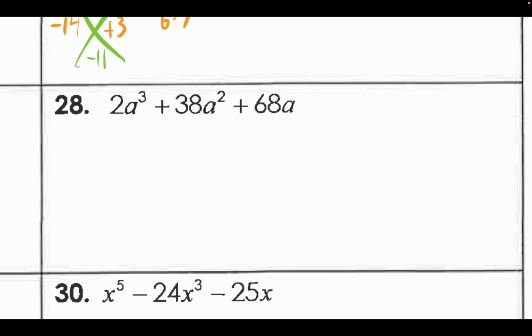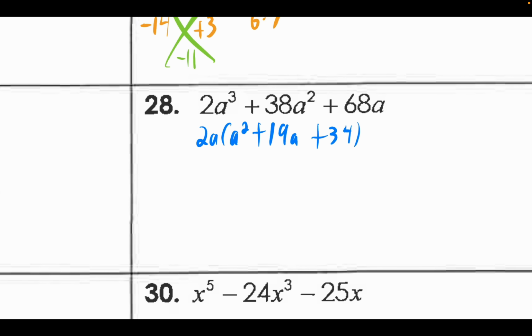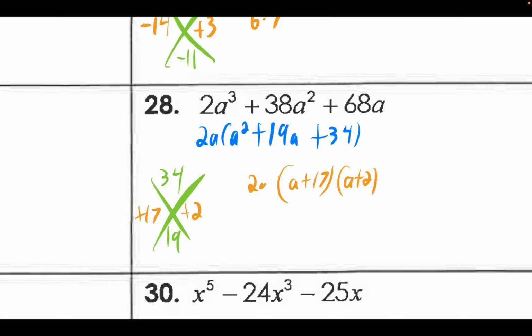Number 28 here, it's in the right order, but we do have a GCF this time. Our GCF is 2a. I'll be left with a squared plus 19a plus 34. We make the x here. 1 times 34 is 34, 19 on the bottom. And 17 and 2 do the trick, both positive. So a plus 17 is one factor, a plus 2 is the other, and there's a 2a out in front as the GCF still from up here.